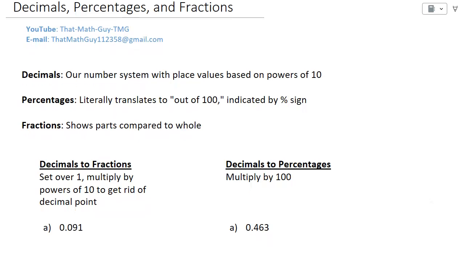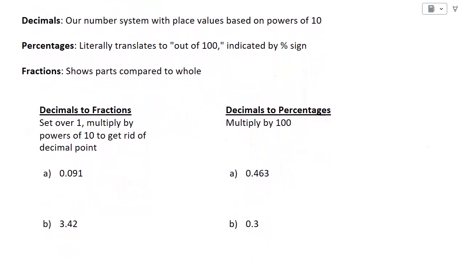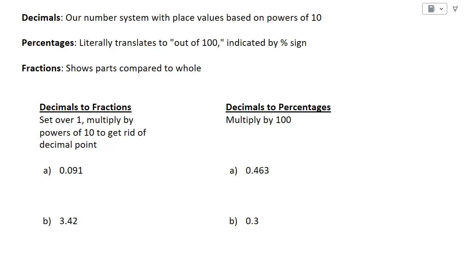Just a quick review, like I said, decimals. What are they? That's essentially what our number system is. It's got place values based on the powers of 10. Gone over that in a previous video. It's just our default number system, what we think about when we think about numbers.